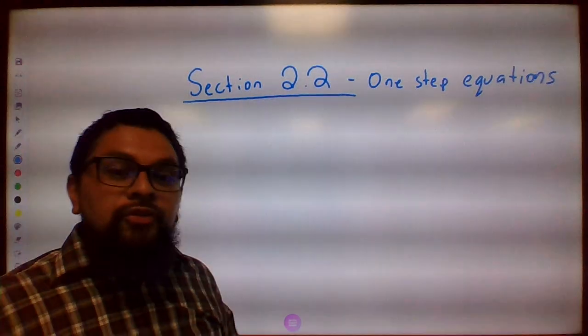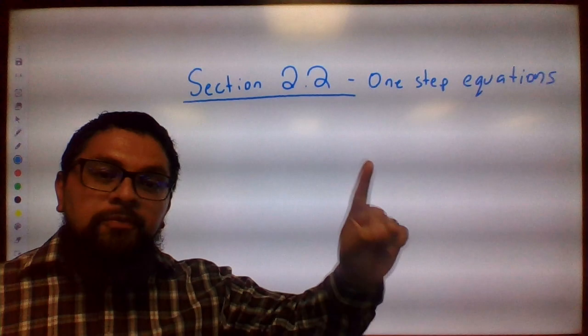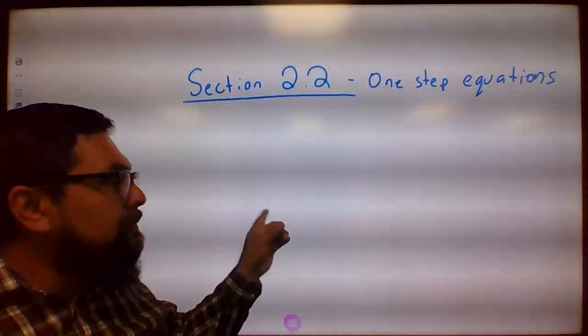We are on chapter 2 now, chapter 2, section 2.2. You only have 2.3 to 2.5. So this is before that.